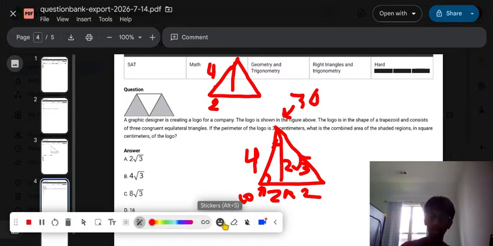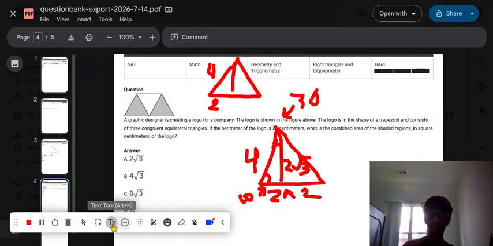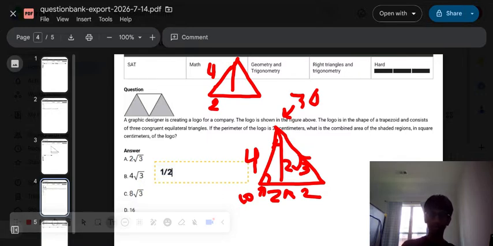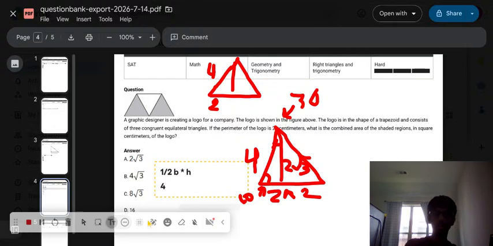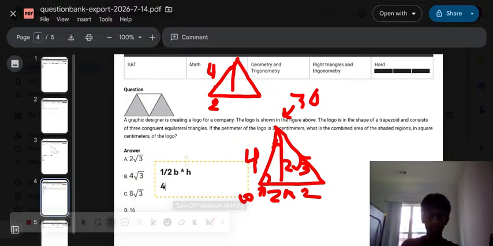Remember, the area of a triangle is equal to 1 by 2 base times height. So your base is 4. Remember, because we split it into 2 pieces, however, your total triangle still has side lengths of 4. So 4 divided by 2 times your height, which is 2 square root 3. So 4 divided by 2 is 2, and 2 times 2 square root 3 is 4 square root 3.